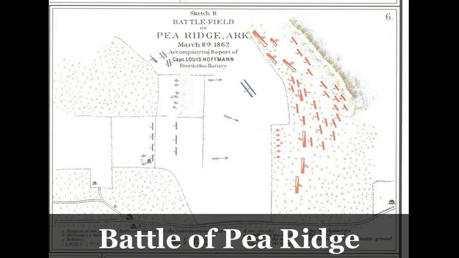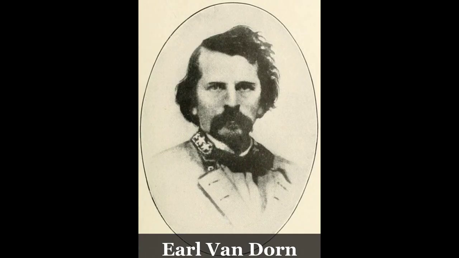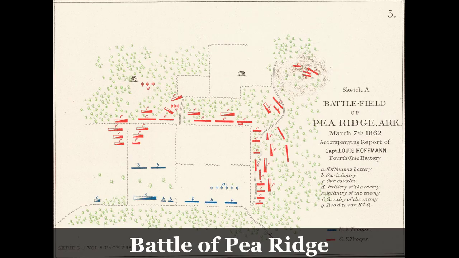He faced a formidable opponent in General Earl Van Dorn, who had been appointed by the Confederacy to take command of the Trans-Mississippi Department. Van Dorn was determined to expel the Union forces from the region and secure it for the Confederacy, driven by a mix of strategic necessity and personal ambition.